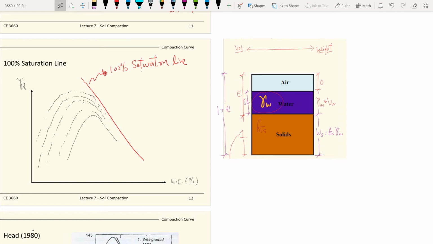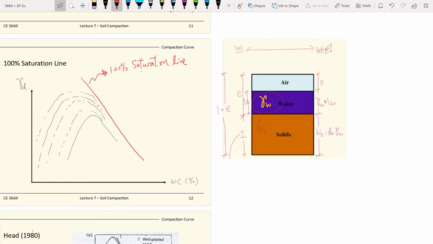Remember back to the phase relationships lecture, we tried to express this phase diagram with the terminology that we've learned: void ratio, G sub S, which is the specific gravity, and the unit weight of water. Back in lecture one, I asked you to go home and practice whether you can, from scratch paper, express a phase diagram with all this terminology and your understanding of their definitions. So now this becomes useful for us.